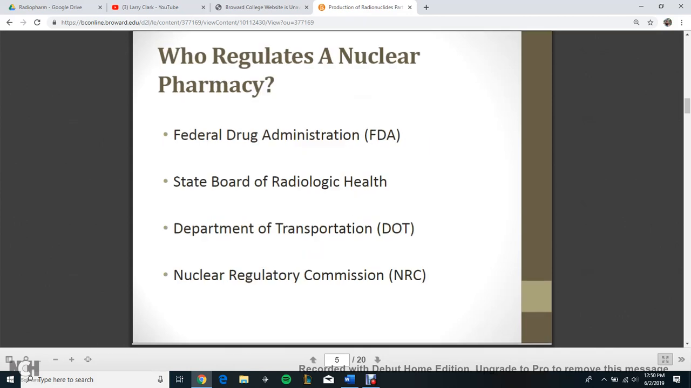Who regulates the nuclear pharmacy? The Federal Drug Administration, the FDA. State Board of Radiologic Health. Department of Transportation, DOT. Nuclear Regulatory Commission, the NRC.